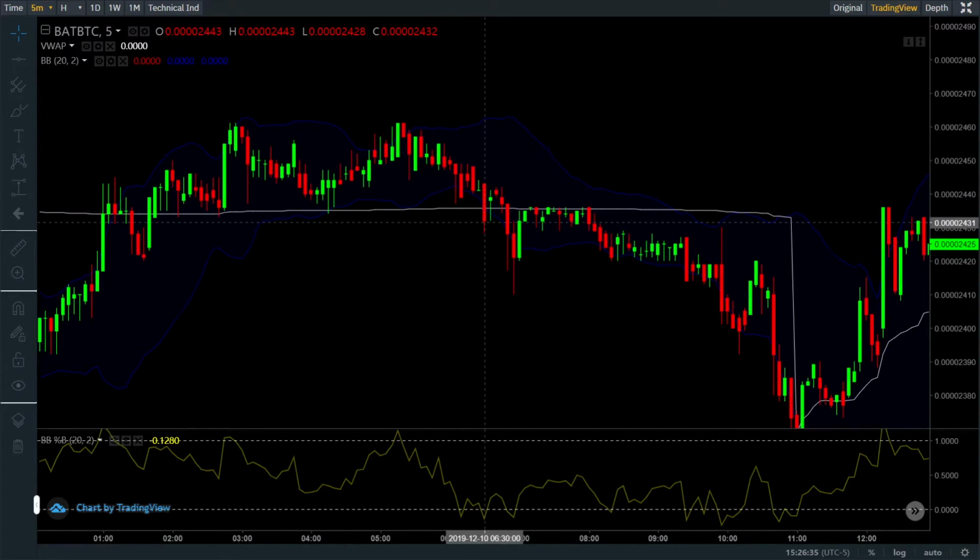And if you get a 5-minute close, like right here, below the VWAP and the Bollinger Band, that is where you exit the market. That's another criteria that I didn't mention a little earlier because it's dynamic.